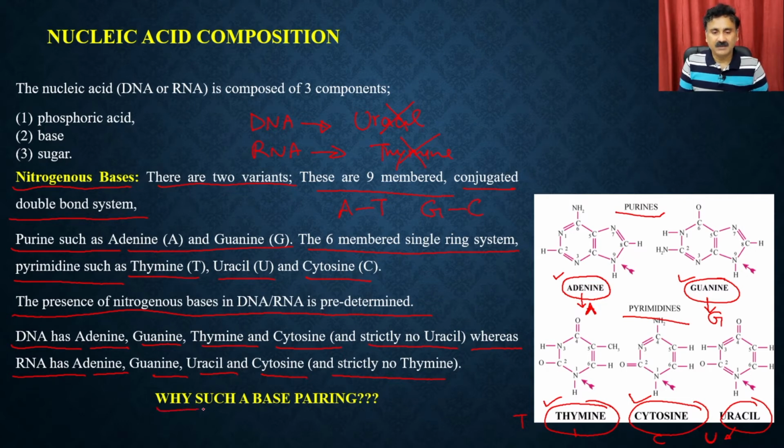So why such a base pair? That question is very important, and we are going to answer it when we talk about the base pairing of A and T and G and C. Now let's understand the structure, and that is also going to give you an idea about the base pairing.